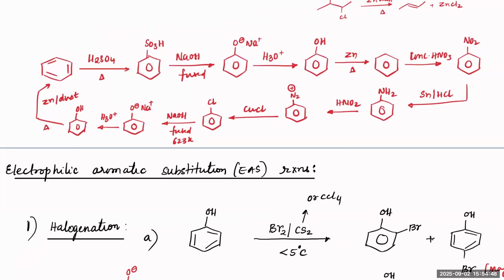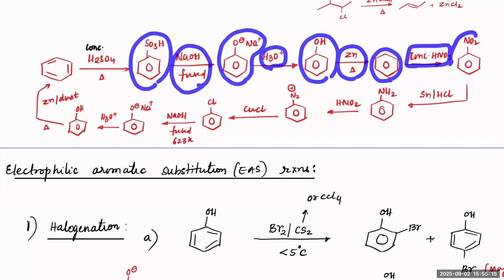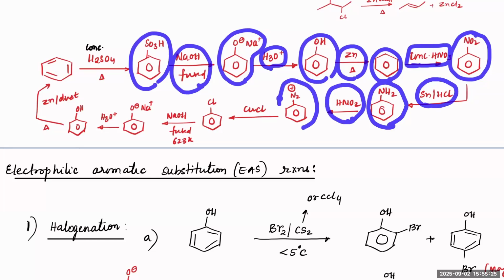Let me quickly revise that. If I start with benzene and react with concentrated H2SO4, sulfonation will take place. NaOH in fused form will make a phenoxide ion, ipso substitution. Then on hydrolysis, we get phenol. Phenol with zinc and heat, again I get benzene, which we just learned. That on reaction with concentrated HNO3 gives nitrobenzene. Nitrobenzene, when you react with tin and HCl, you get aniline. Aniline, when you react with HNO2, converts into a diazonium salt.